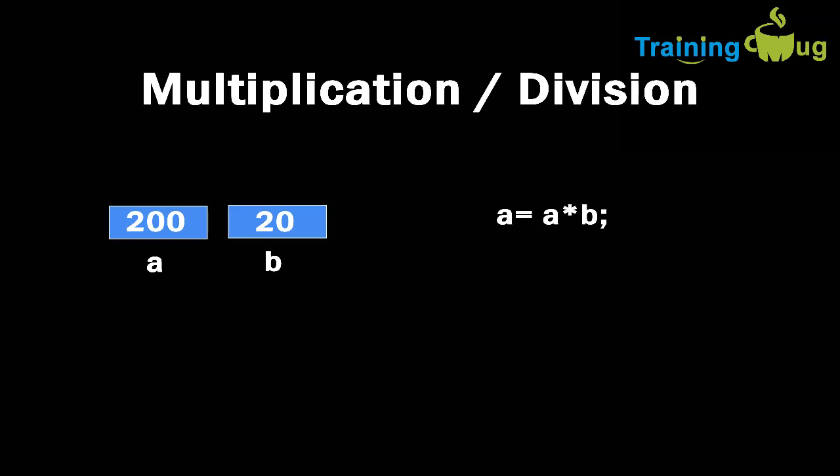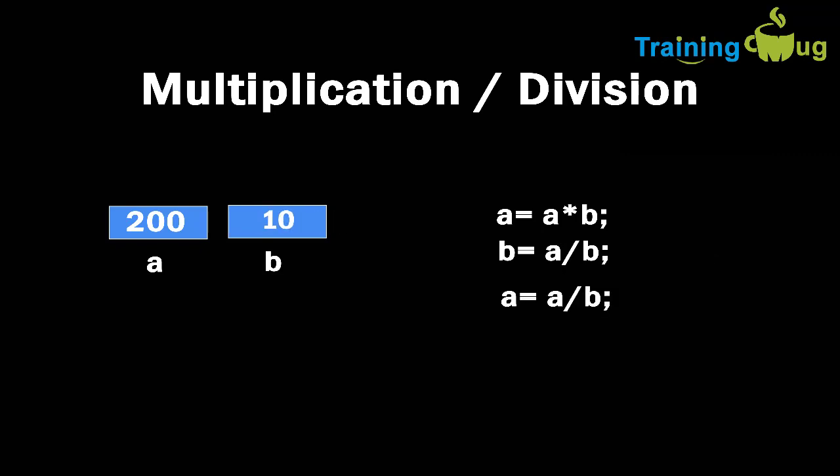Then we're going to say b is equal to a divided by b. A value was 200 and b value was 20. So 200 divided by 20, that is going to be 10. Now this 10 value is going to be reassigned to b. Now 20 will be replaced with 10.